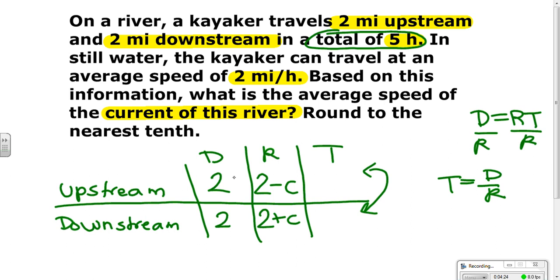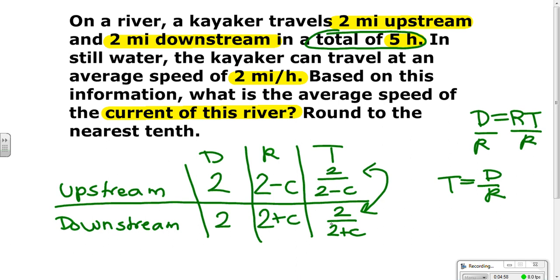So if I take d divided by r, I do 2 over 2 minus c. And then here, if I do d divided by r, it's 2 over 2 plus c. So again, I set up this chart. I have distance, I have rate, and I have time. Upstream, it's 2 miles, and I'm going to paddle at 2 miles per hour minus the current. Downstream, it's going to be 2 miles, and I'm going to paddle at 2 plus c because the current's going to go with me.